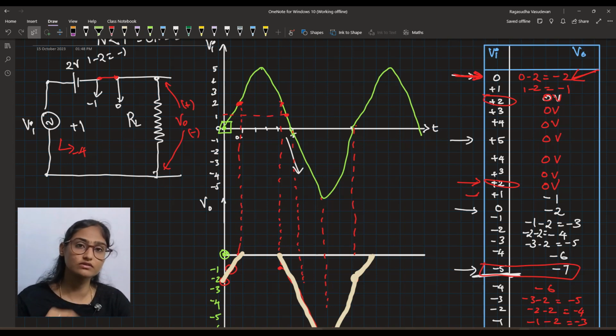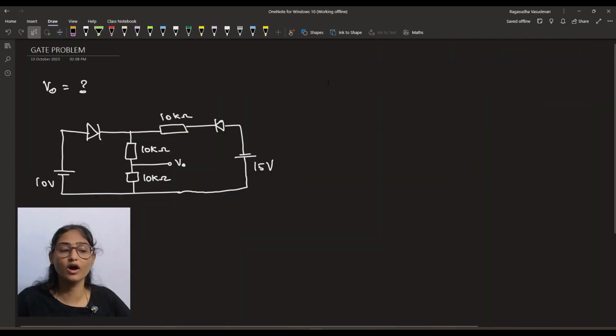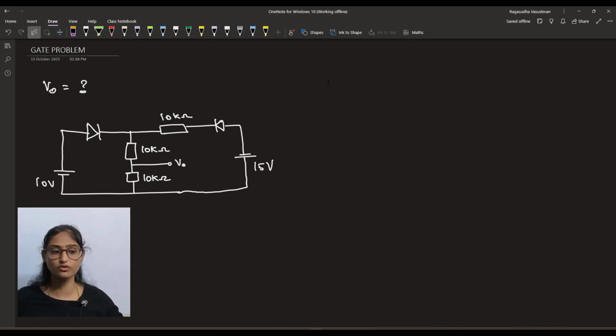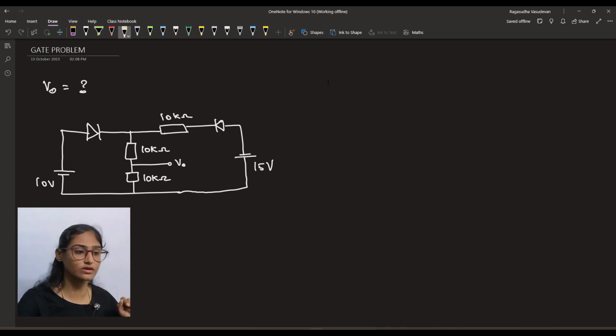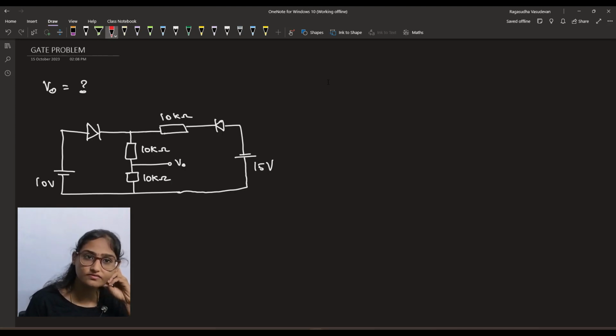Okay, now we will solve another problem. This is actually going to be a great problem. What is the value of V naught for this circuit? This is a DC circuit which has two diodes and two power supplies connected. Okay, so can you tell me which diode will be on, which will be off?